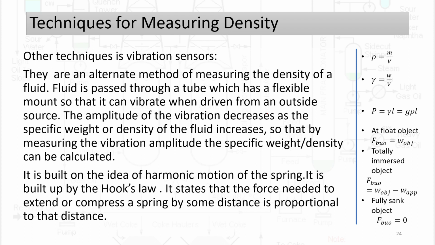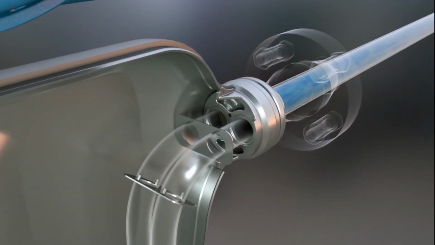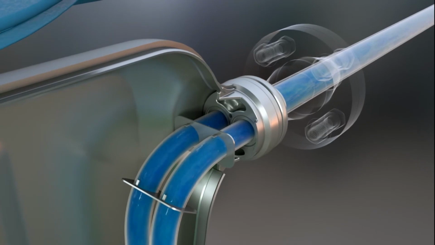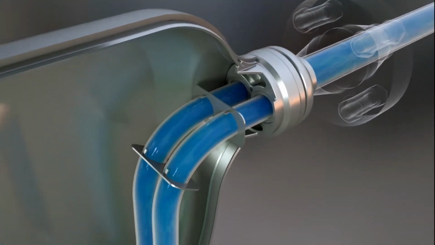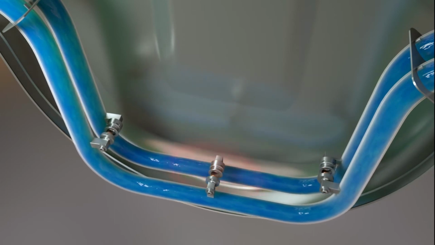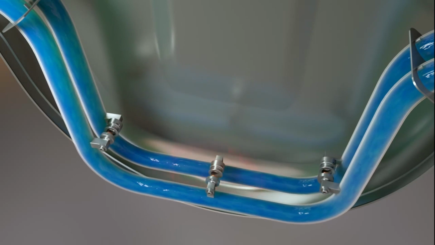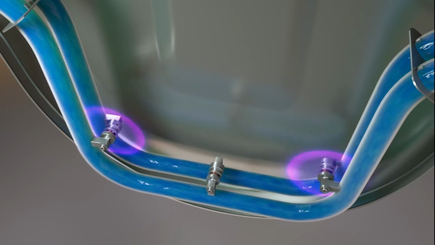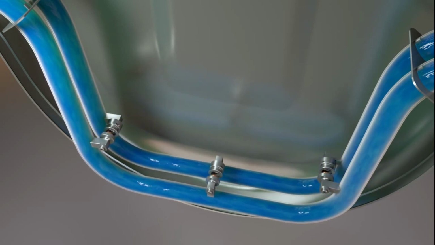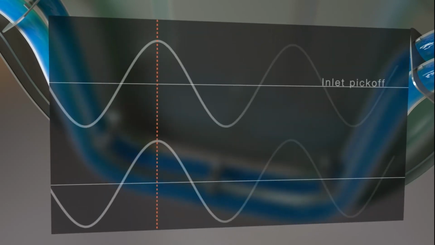It is built on the idea of the harmonic motion of a spring. What's the harmonic motion of a spring? This is the device which measures the density. The fluid will go through this tube and the tube starts vibrating as you see in here. See the sensor, how it acts with the vibration of this tube? We call it a U-tube, U shape. Now it's filled by the material and it will vibrate.